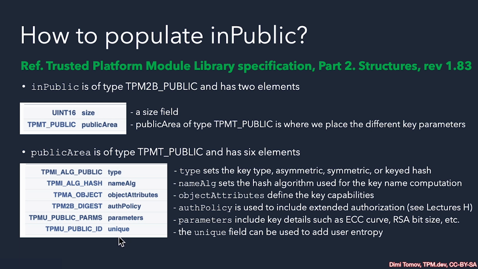For example, if we have an ECC key, then this field holds curve points. If the key is RSA, then it holds a seed input and the values inside are of type TPM2B. And all of these can be found in the TPM library specification part 2, structures. I really recommend taking a closer look there.